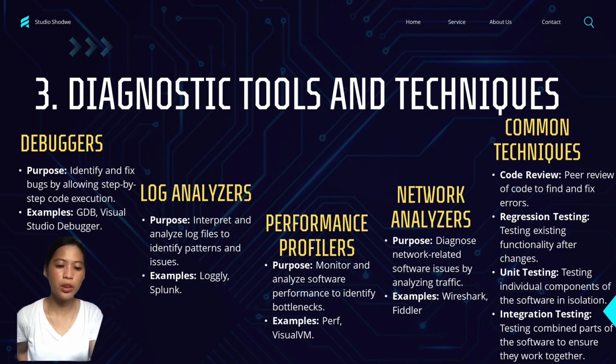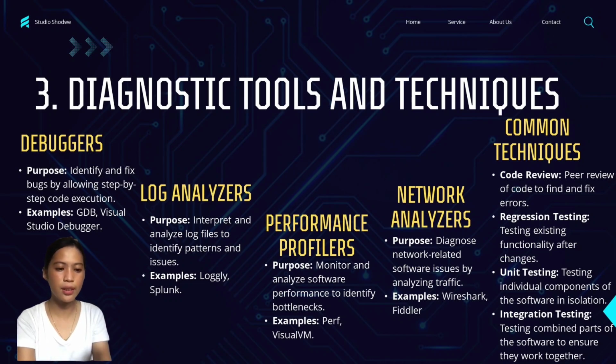Performance profilers. Purpose: monitor and analyze software's performance to identify bottlenecks. Examples: Perf and VisualVM. Network analyzers. Purpose: diagnose network-related software issues by analyzing traffic. Examples: Wireshark and Fiddler.